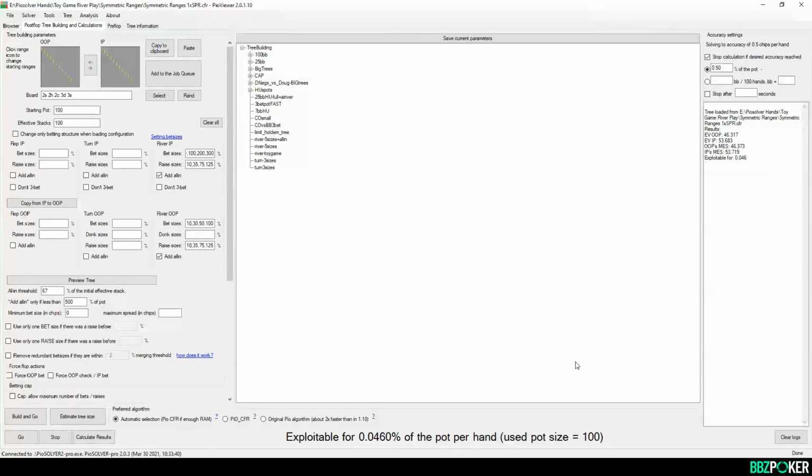You can take it a step further if you want. If you've paused the video and thought about it, you can then think about the same thing from in position. What would in position do if checked to? What bet sizes would the in position player choose? What bet sizes would the in position player not choose?